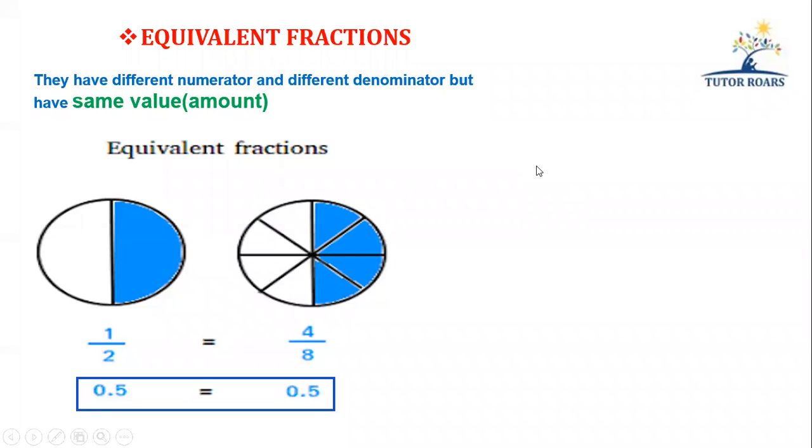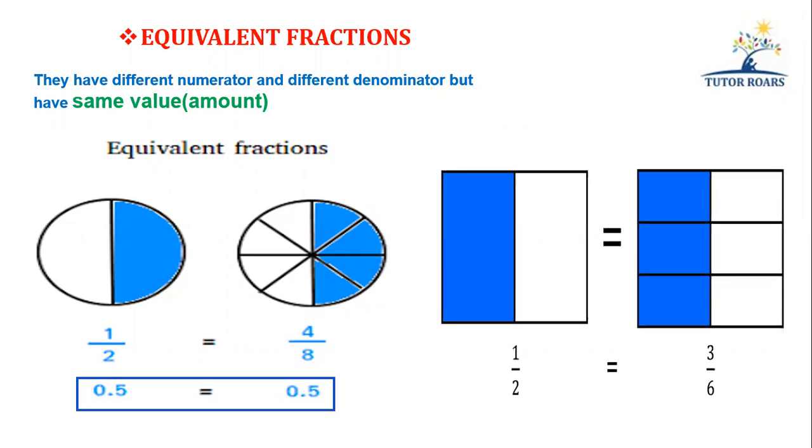Let's go in detail and learn a few more examples. Here again we have some. In the first figure, one part is colored out of two equal parts, so we have written 1/2. In the next figure, we have three equal parts colored out of six equal parts. They initially seem to be different, but are they actually different? The answer is no. They are equivalent. How are they equivalent? It is again very simple. When you simplify 3 by 6, you will again get 1/2.